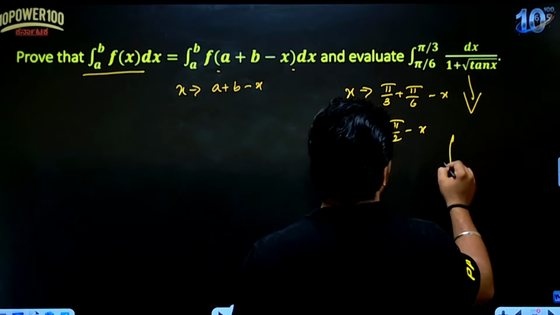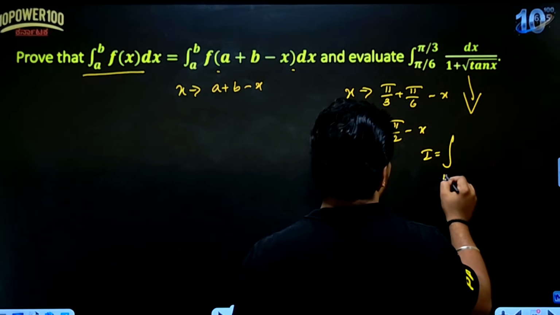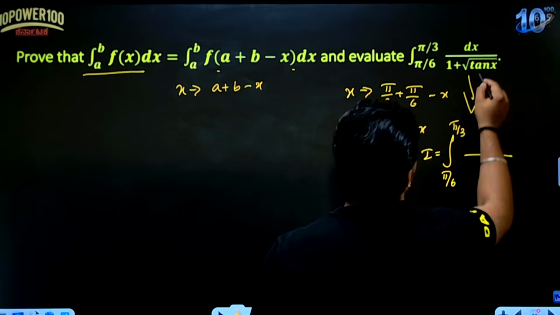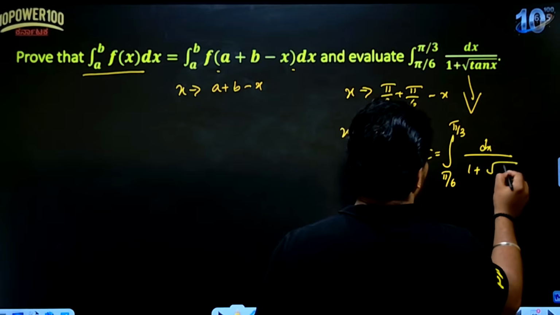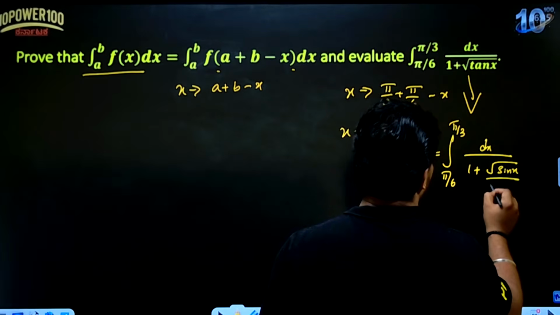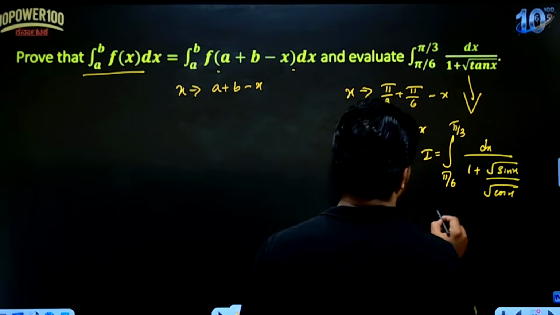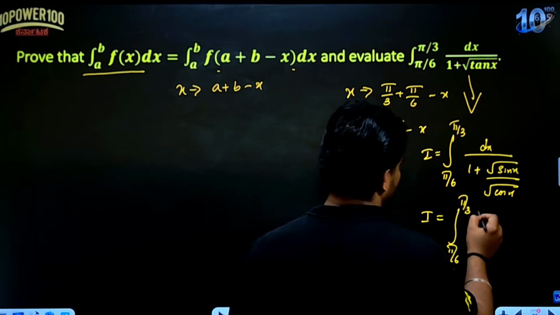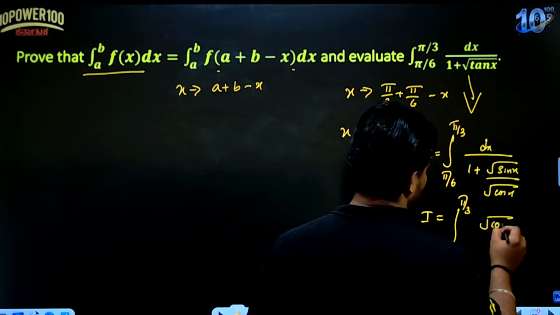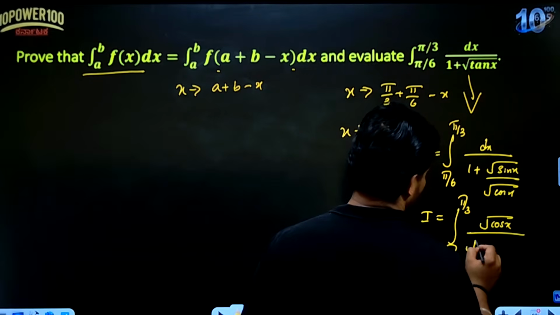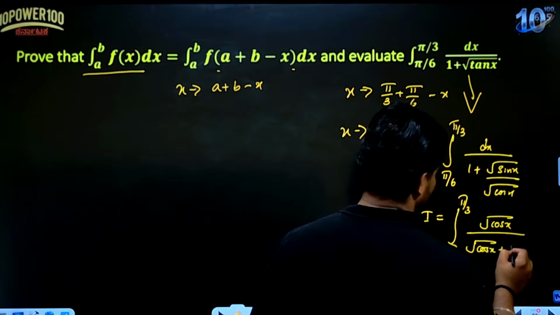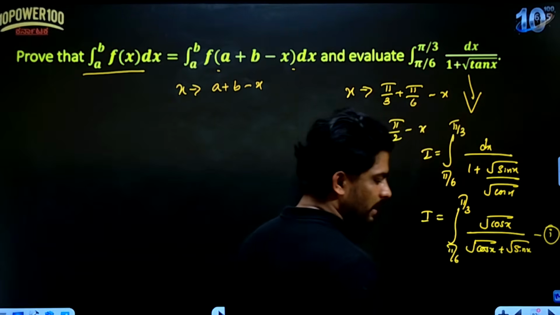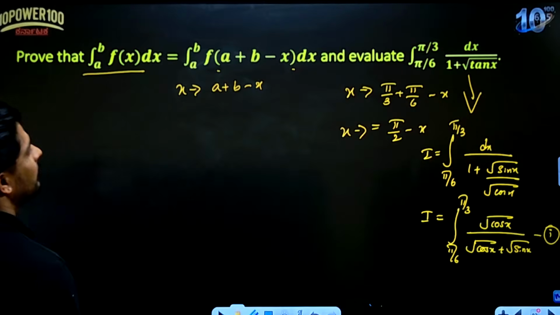So if I rewrite this, I is equal to the integral from pi by 6 to pi by 3 of dx. Can I write tan x as root sin x by root cos x? So if you solve further, I is equal to the integral from pi by 6 to pi by 3 of root cos x divided by root cos x plus root sin x dx. So this is equation number 1. Okay, I just solved that part. Now apply that.